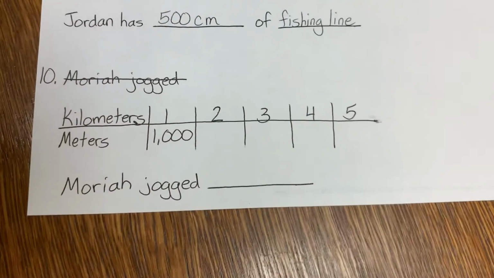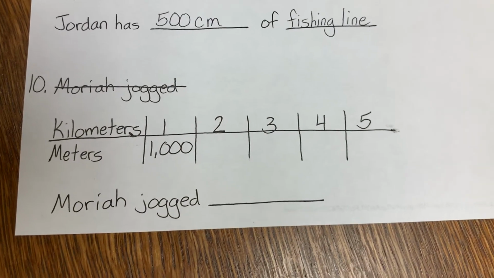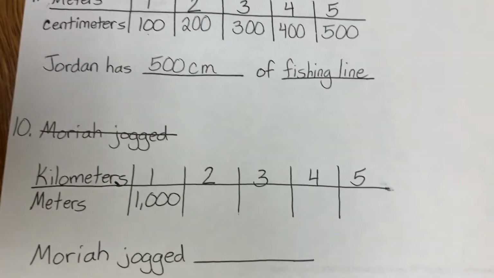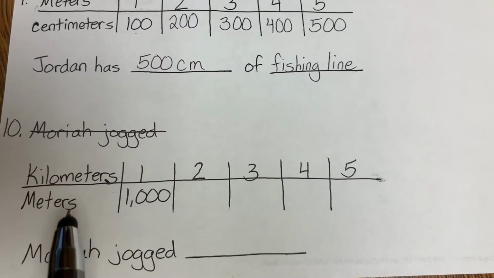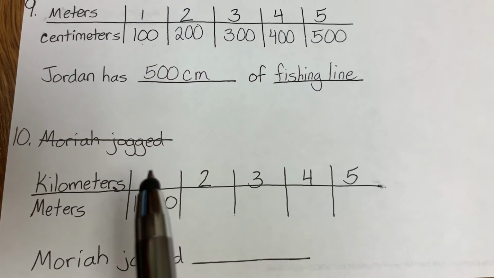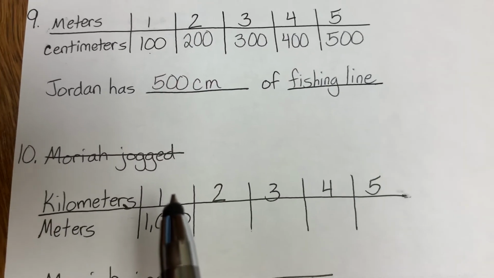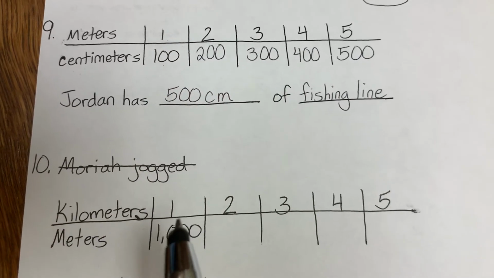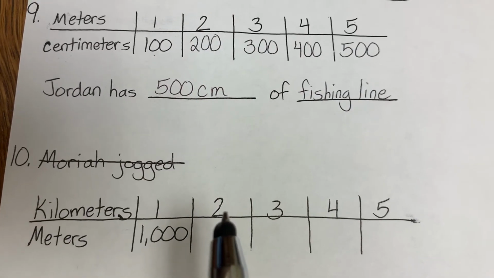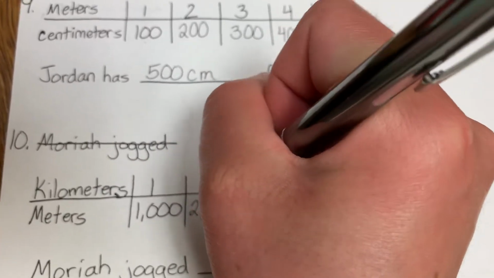Number 10. This time we are looking at kilometers and meters. Mariah jogged 4 kilometers this morning. How many meters did Mariah jog? So we're converting from kilometers to meters. And in the table it's listed all the way to 5. So 1,000 meters is equal to 1 kilometer. So we could also say 1,000 times 1 is 1,000. Okay, so if we do that again, 2 kilometers times 1,000 meters would be 2,000 meters.